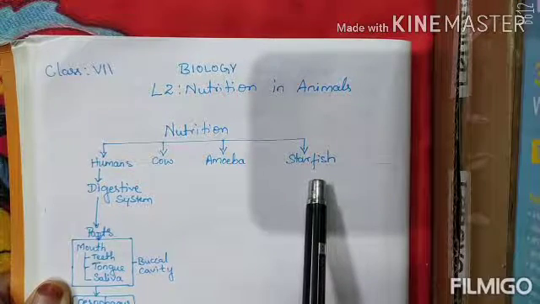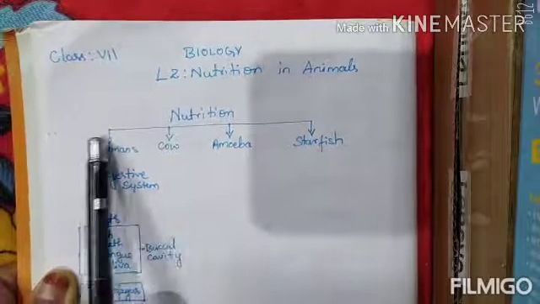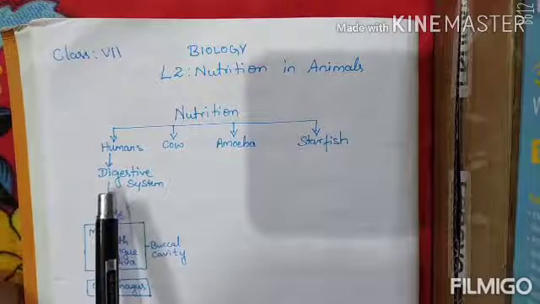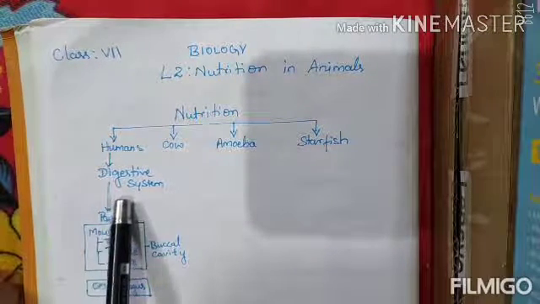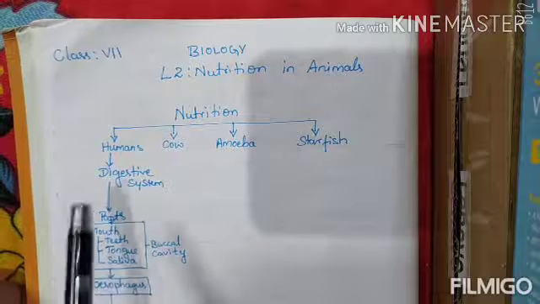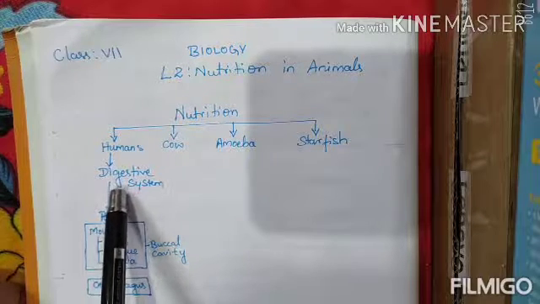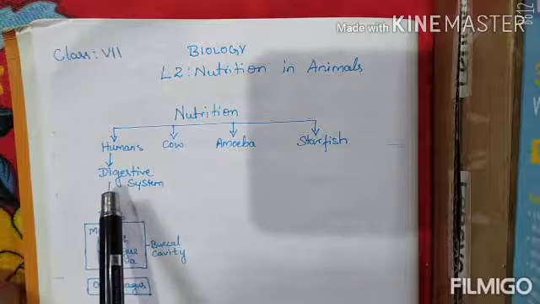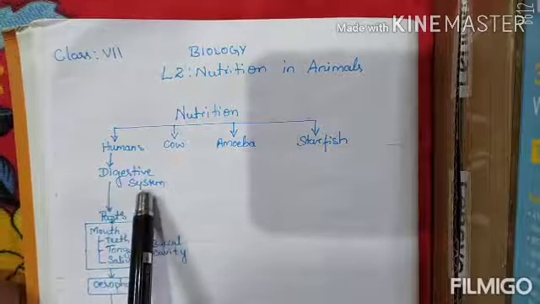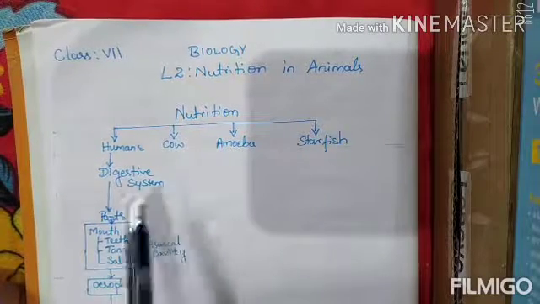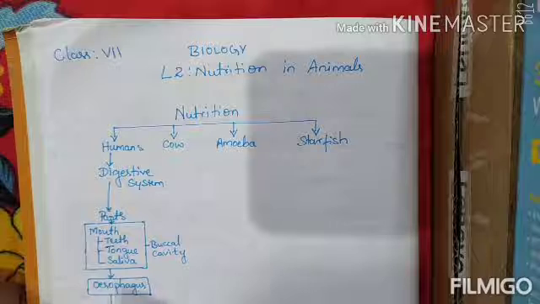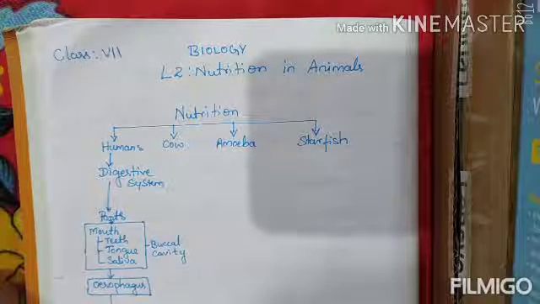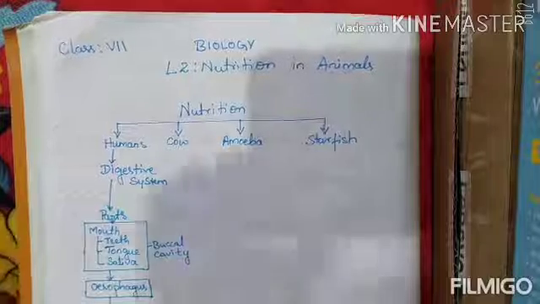First we are going to refer to the human digestive system, because after digestion only, all the nutrients will be absorbed into the body and supplied to the bloodstream. Therefore, we are going to learn the digestive system of human beings first, understand what parts are involved in this digestive system, and then know how each part helps in the process of digestion.